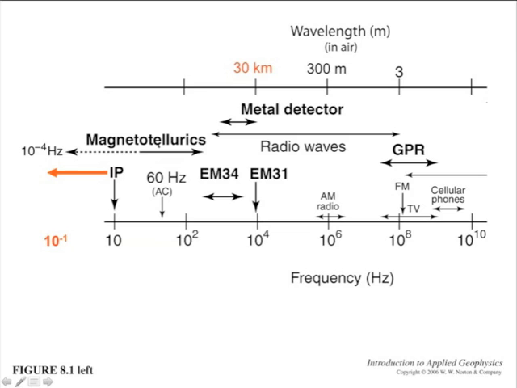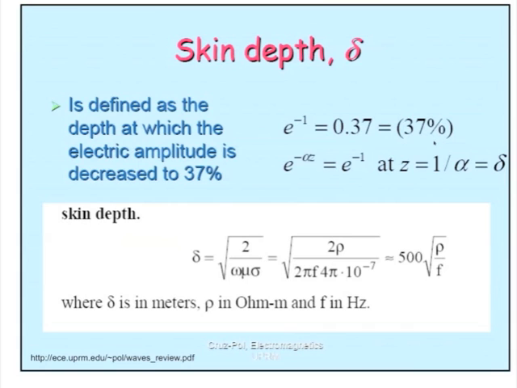If we want to look to thousands of meters depth, we have to use magnetotellurics. Ground probing radar has a much higher frequency, by four orders of magnitude, and a wavelength of only 3 meters. GPR will see a few meters into the ground, and we'll see the advantages of GPR in those upper few meters. But the skin depth is effectively going to limit GPR because of its high frequency. So it's well worth trying to memorize this skin depth approximation, 500 times the square root of rho over f, because that tells you a lot about what your electromagnetic technique is going to get you.